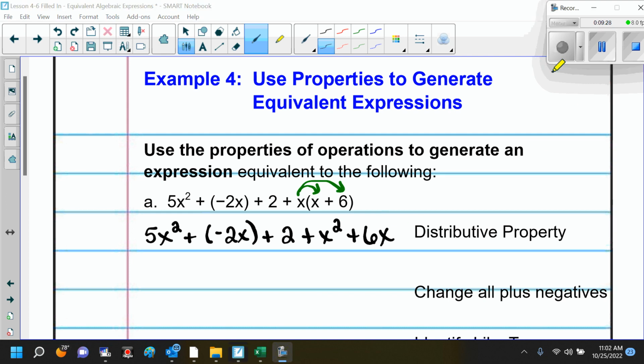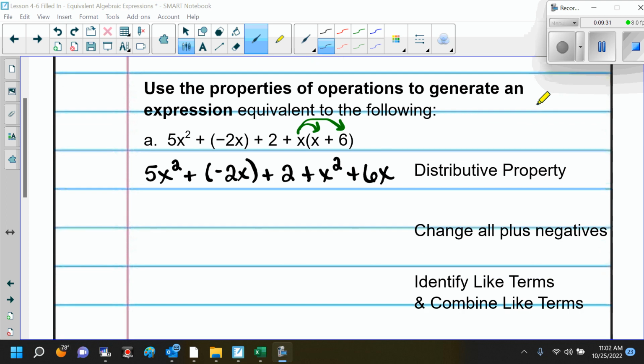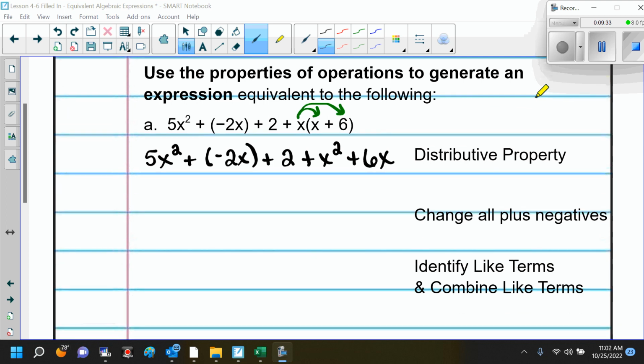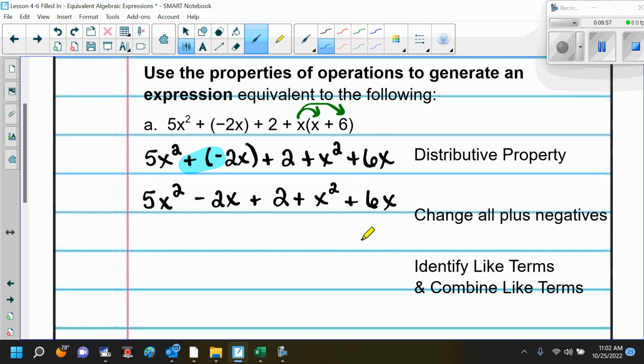So, the next step is to change all of the plus negatives. Very good. So, let's see. Here we have a plus negative. Anything else? Nope. All right. So, we have 5x squared minus 2x plus 2 plus x squared plus 6x. So there's all my plus negatives.